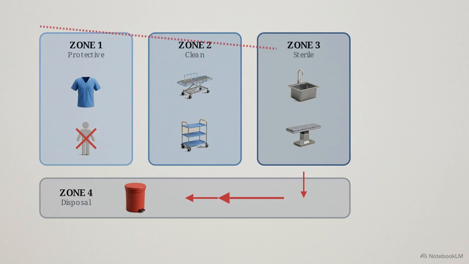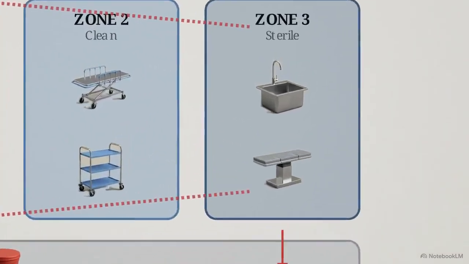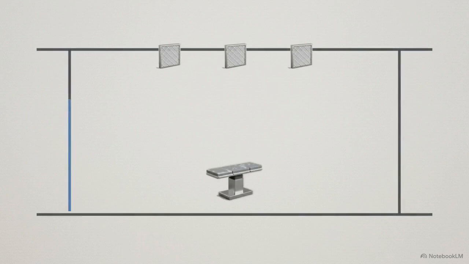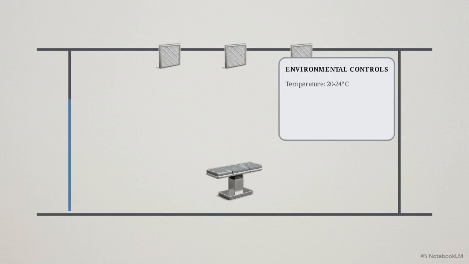Finally, running along the periphery is Zone 4, the disposal or dirty zone, which houses the dirty utility rooms and waste collection. This zone operates as the exhaust of the complex. It safely routes contaminated materials and soiled instruments away from the clean preparation areas. Together, this 4-zone layout functions as a physical funnel, enforcing progressively stricter hygiene protocols with every step a patient or staff member takes toward the surgical core.